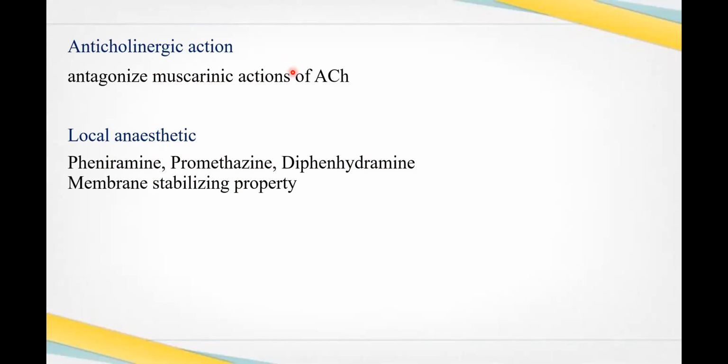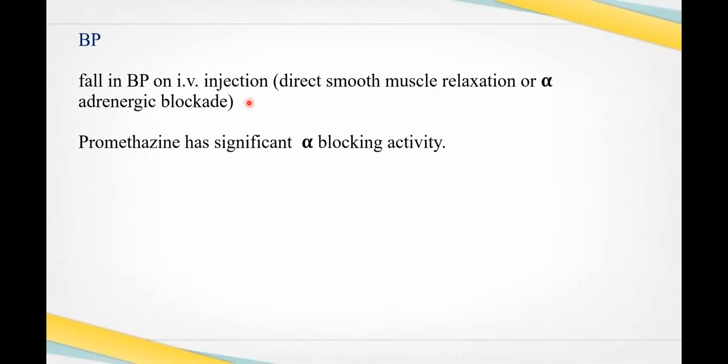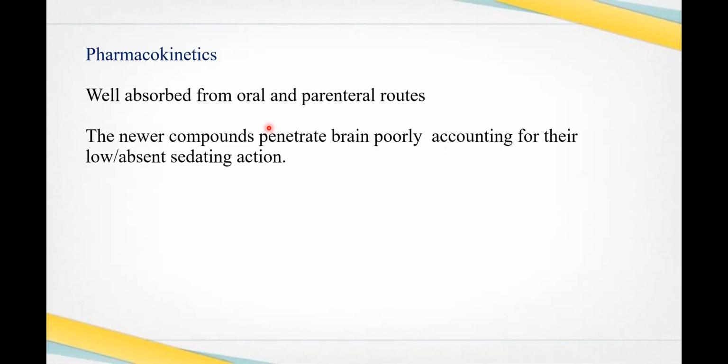When we take this Avil tablet or other pheniramine or chlorpheniramine tablets, we will have dryness of mouth, and all the mucosal secretions will dry up. If you are taking it for allergic rhinitis, all the secretions will dry up. This is because of the anticholinergic, that is antimuscarinic, action. Then BP fall can occur because there will be smooth muscle relaxation, and also some drugs have alpha adrenergic blockade, especially promethazine. So there will be BP fall.